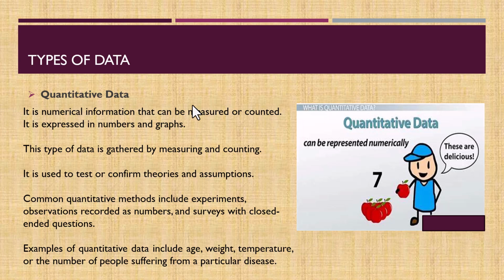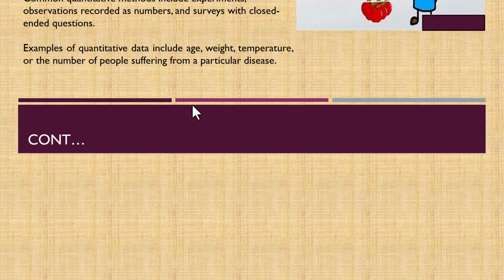So, that is quantitative data. In summary, it can be represented in numbers. For example, number of people in a particular gathering, number of planes that move in a day, the number of people with diabetes, weight, and so on.